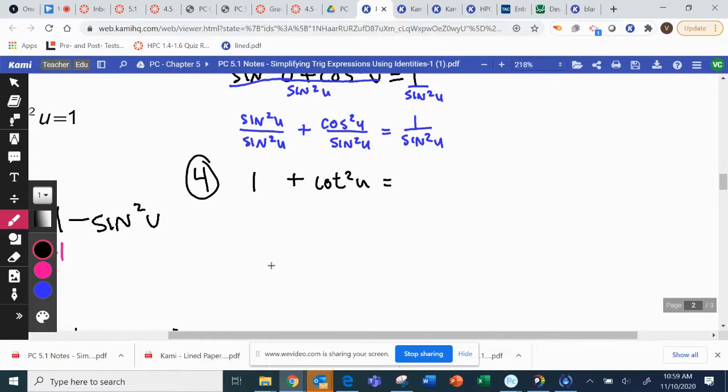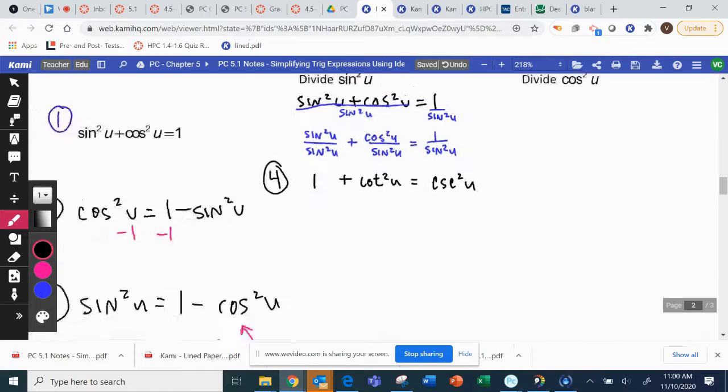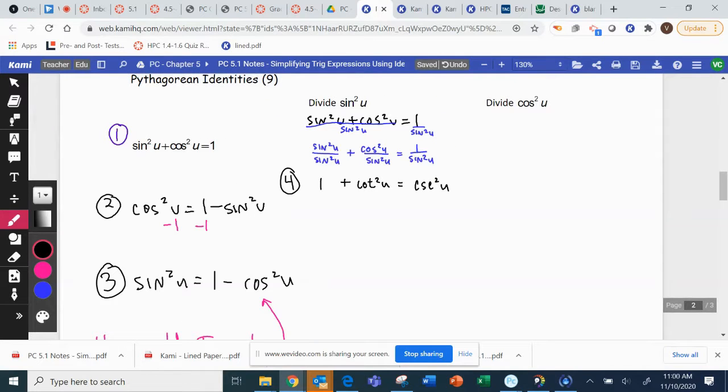And then on the other side of the equation, I have 1 over sine squared u. And Nairi, can you tell me what 1 over sine squared u would be equal to? Cosecant squared u. So you see how this identity looks totally different than number 1. Number 1 and 4 look totally different, but they are the exact same identity, just manipulated. So that is another identity.